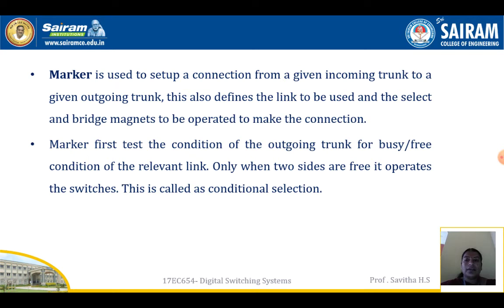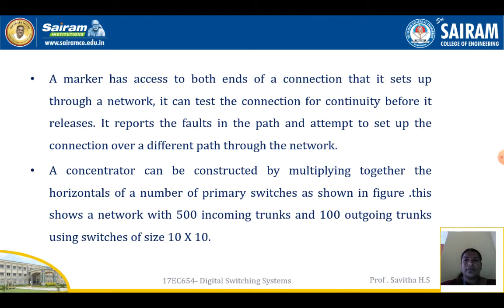Marker first tests the condition of the outgoing trunk for busy or free, and the condition of the relevant link. Only when the two sides are free does it operate the switches. This is called conditional selection. A marker has access to both ends of a connection that it sets up through a network. It can test the connection for continuity before it releases. It reports the faults in the path and attempts to set up the connection over a different path through the network.